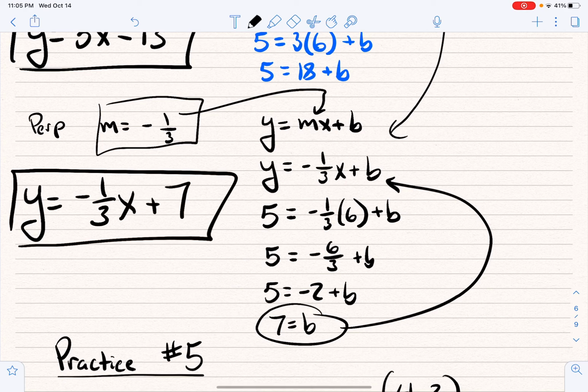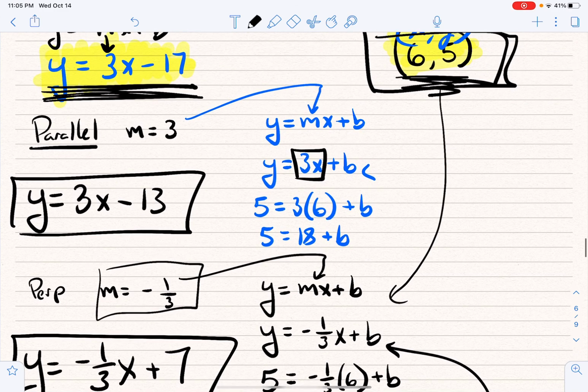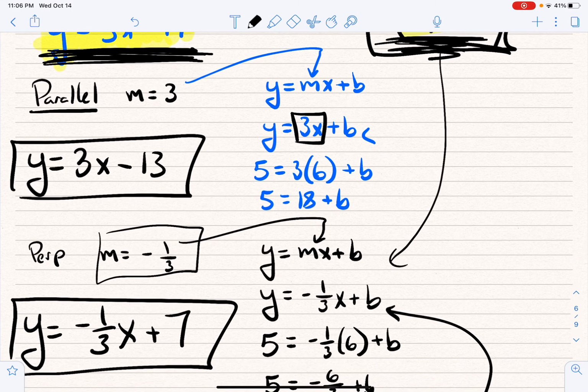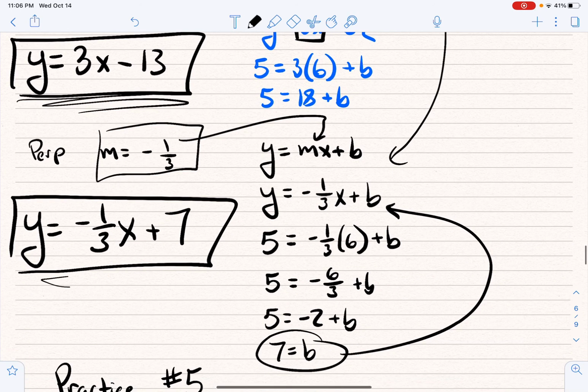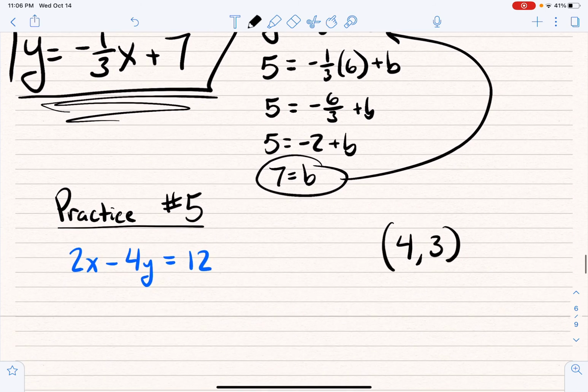And this is the equation of a line that is perpendicular to this line and passes through this point. All right? We have y equals 3x minus 13 is parallel, and y equals negative 1/3 x plus 7 is perpendicular. All right. Now that we've done that, it's your turn.